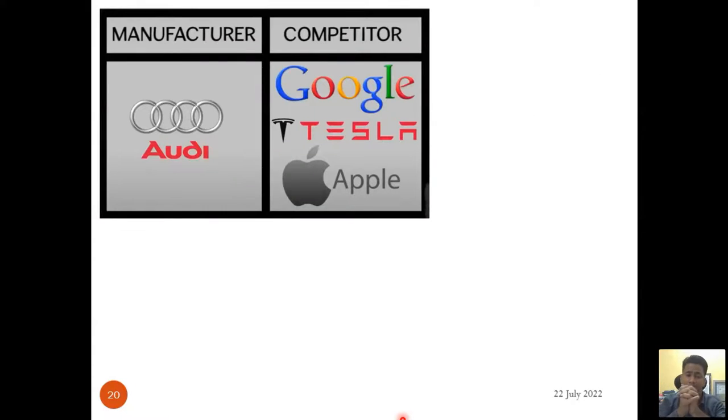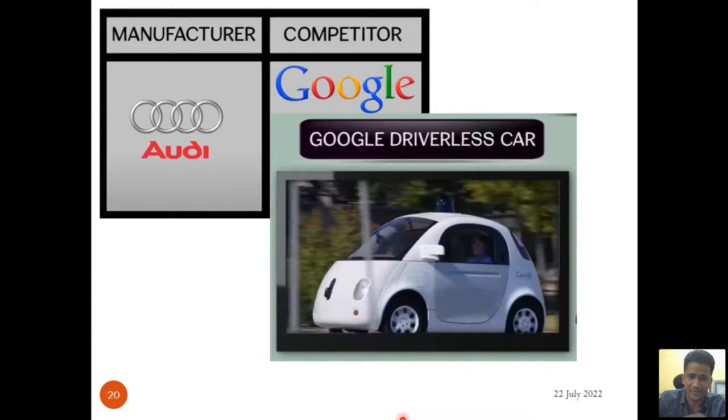Now, if this technology is growing, then there are competitors. One example I would like to give you in innovation: Audi and Google, Tesla, Apple. What is the competition in this? Audi is an automobile manufacturing company. Google, Tesla, and Apple are software companies working in the software industry. Any competitors? Yes, they have competitors. Google has launched its driverless car. Okay, this innovation, because Google already has the software industry around it.